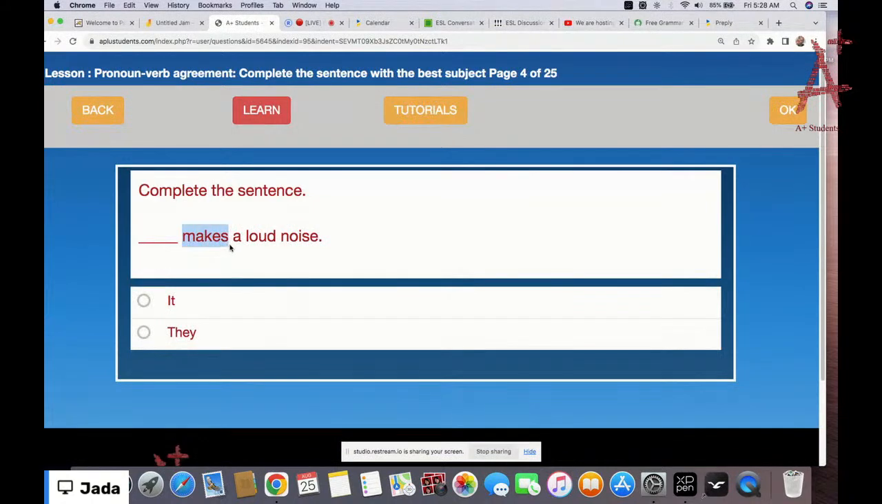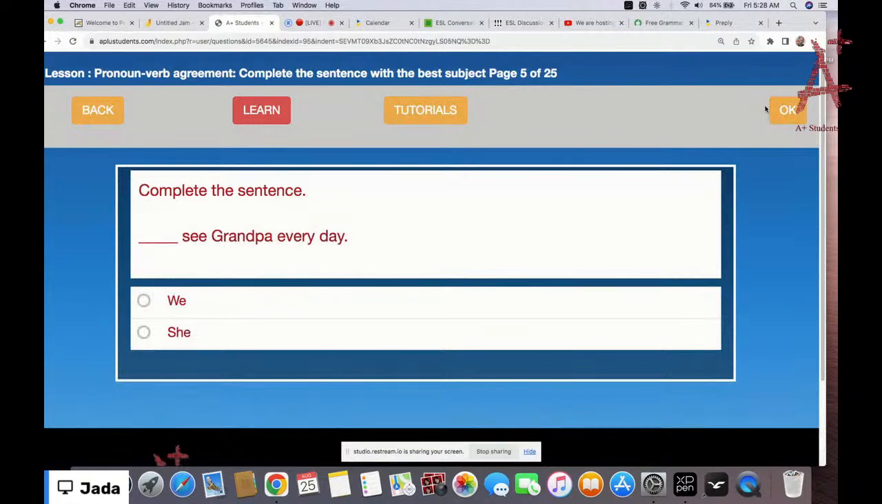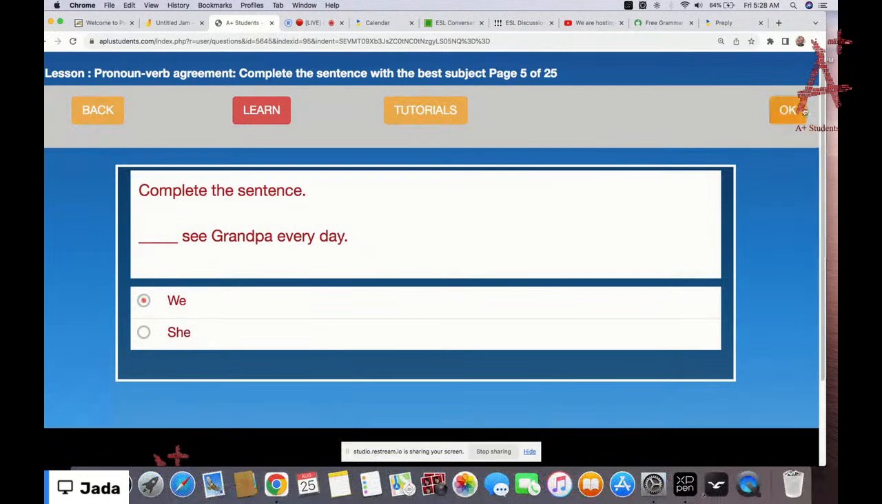So we have makes a loud noise. Makes a loud noise. Because we have S added to the verb, it is going to be what, a singular subject. Dash see grandpa every day. So see, now see is what? It doesn't have an S. So if it doesn't have an S, you need to have a plural subject.